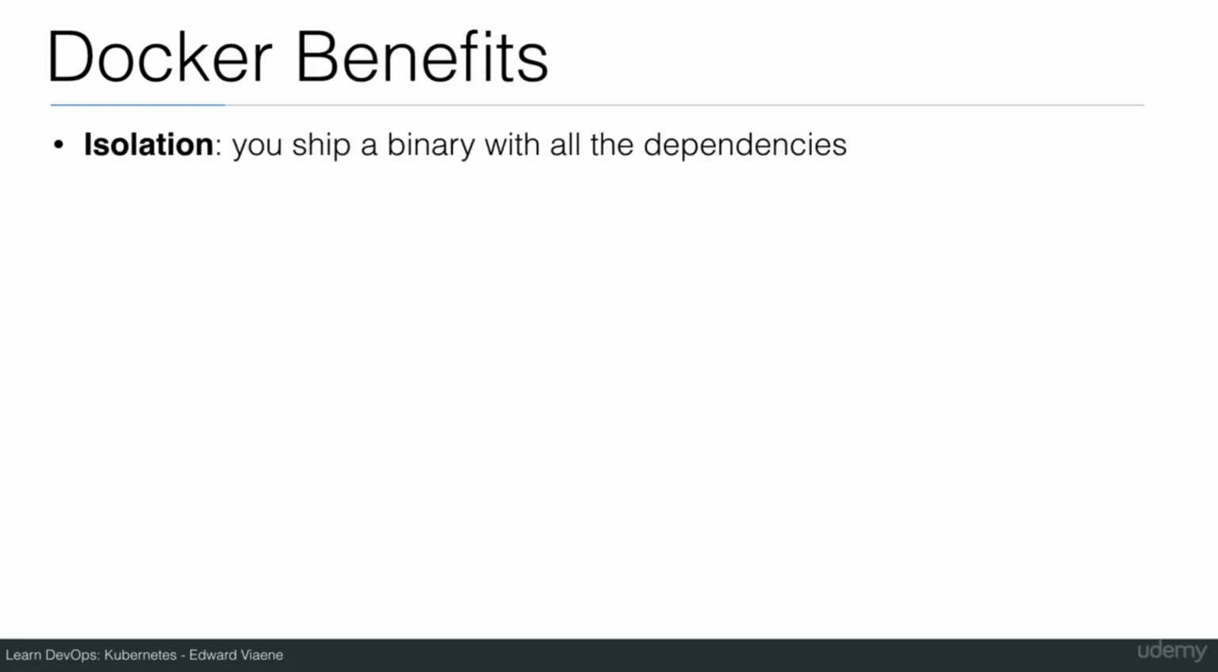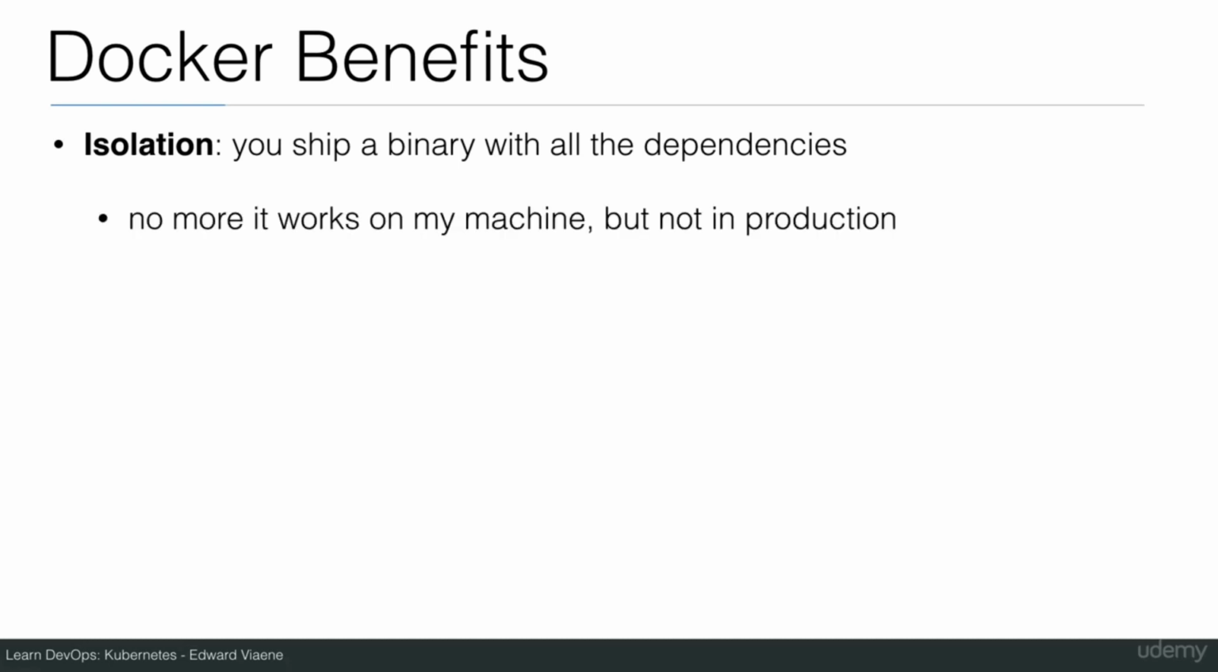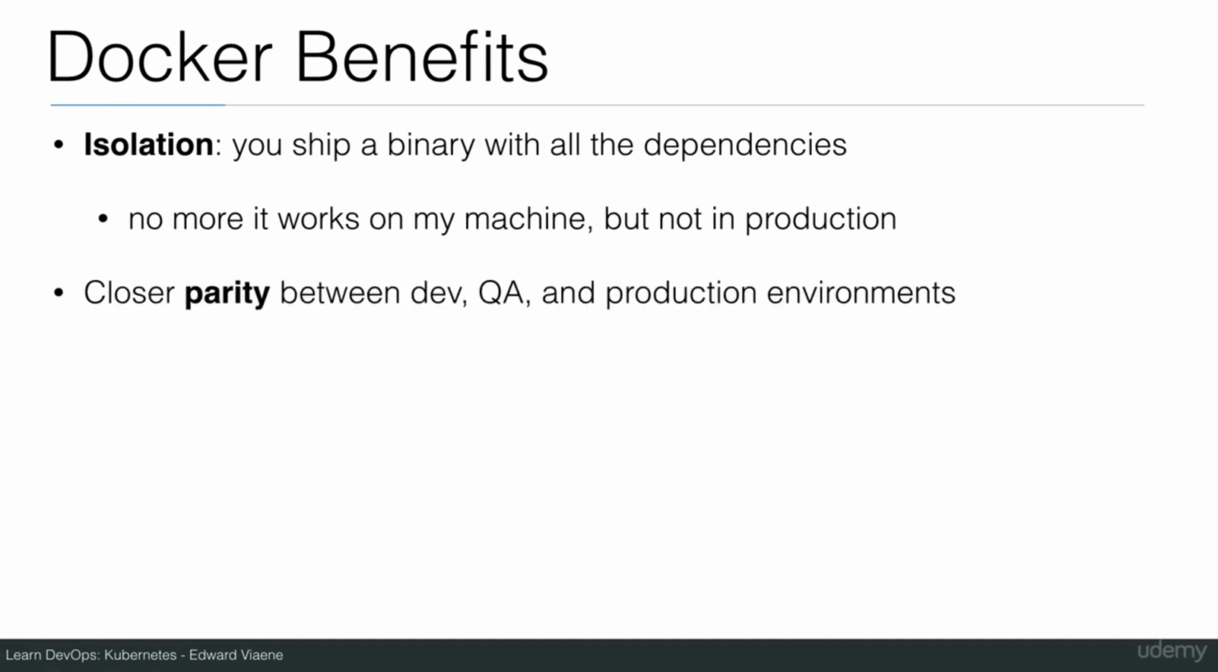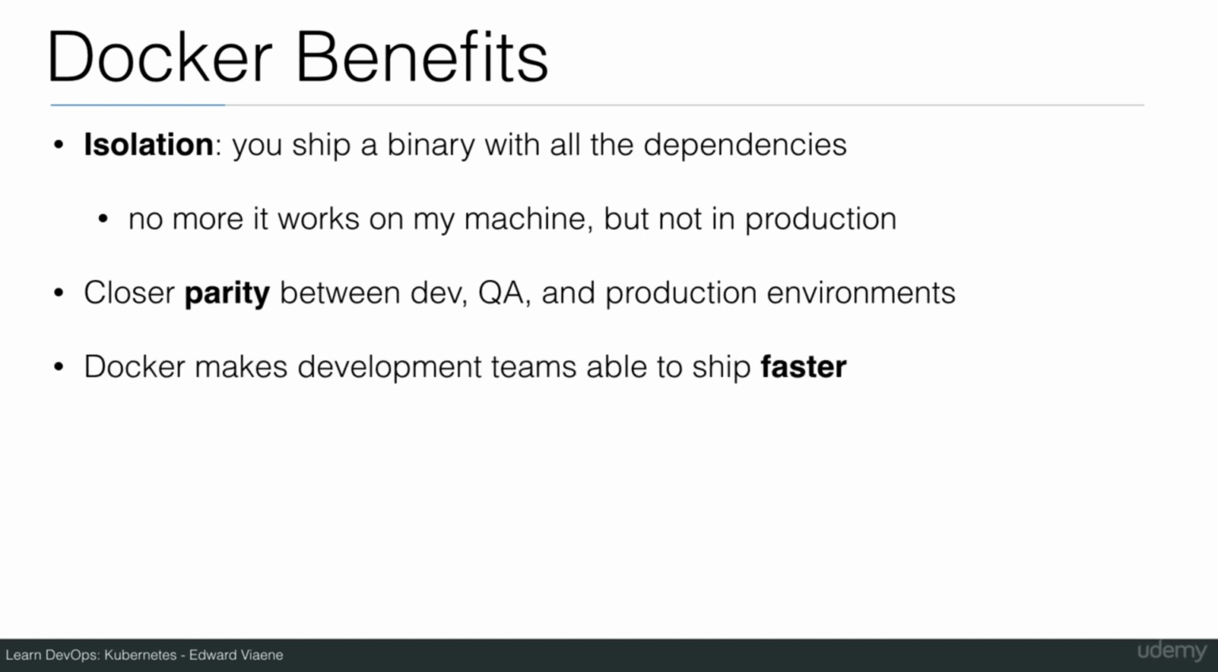So what are the benefits of Docker? You have isolation. You ship a binary with all the dependencies. No more "it works on my machine, but not in production." It's the same binary that you use on your machine to test your software that you will then be using in production. So there is a closer parity between dev, QA, and production environments because you are using the same binary. Docker makes development teams able to ship faster.